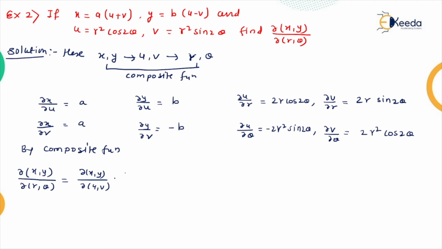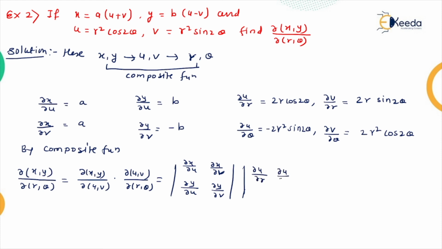First x,y is a function of u,v, and then u,v is a function of r and θ. So for that you have to just write the definition form, that is ∂x/∂u, ∂x/∂v, right? And ∂y/∂u and ∂y/∂v. That is the first determinant. In the second determinant, you must write here ∂u/∂r, ∂u/∂θ, ∂v/∂r, and ∂v/∂θ. Means u,v are the functions of r,θ and x,y are the functions of u,v. Just you have to put in these values.